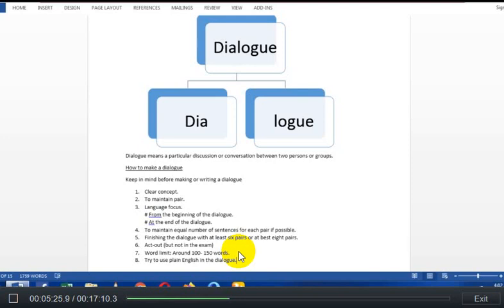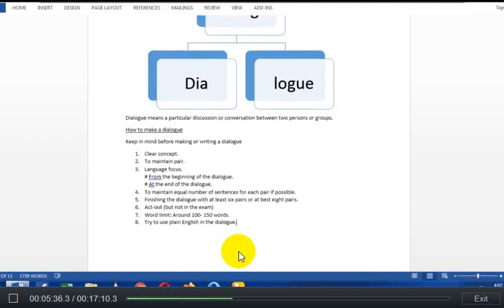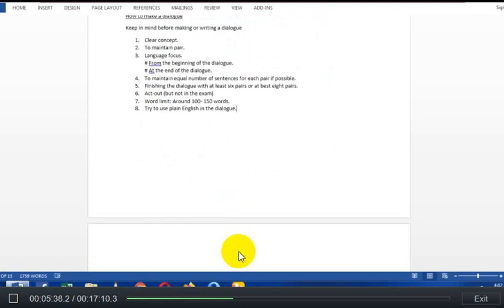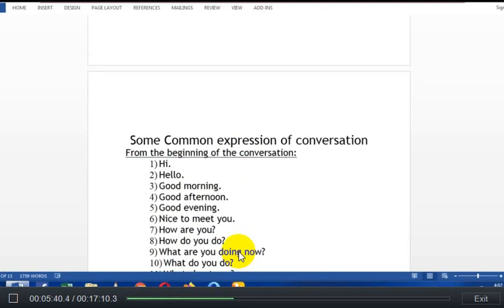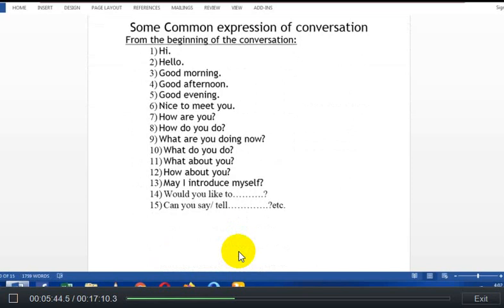Okay, dear students, that is making a dialogue. How to make a dialogue. This is the system. Then we may go through the next. Whenever we put down the dialogue, we must follow some common expressions of conversation.